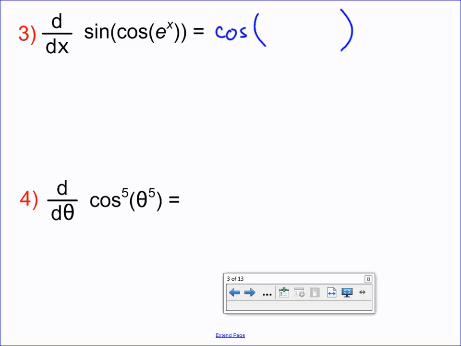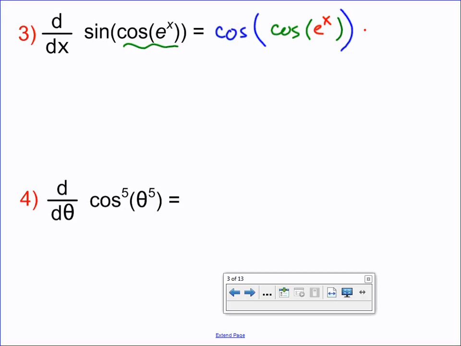And then times the derivative of my inner function. It just so happens that my inner function is itself composite. That is to say, it's not just cosine of x, it's cosine of e to the x. And so when I do the derivative of my inner function in green here, I'll get to use the chain rule again, because I now need to differentiate cosine of e to the x. No problem.